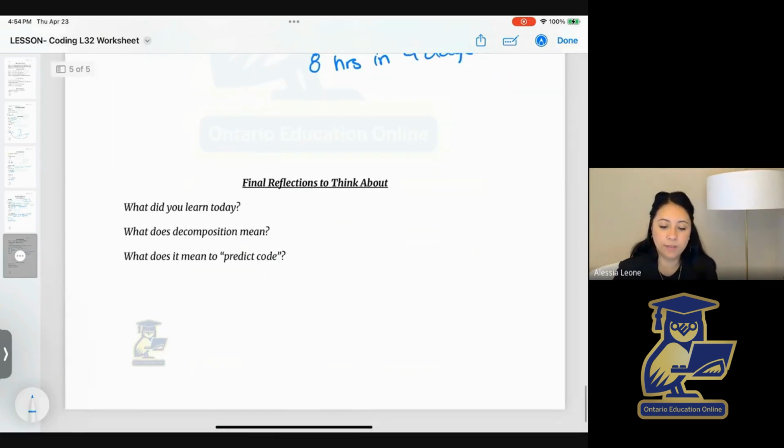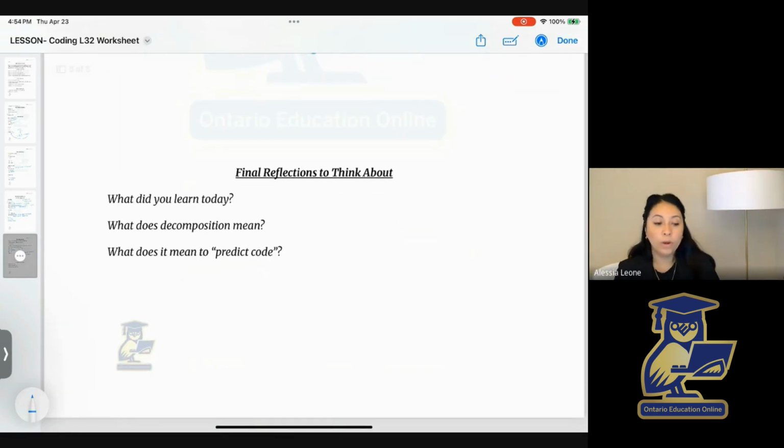And just some reflections to think about. So, what did you learn today? What does decomposition mean? And what does it mean to predict code? So, what did we learn today? We learned how to break down problems. We learned what variables look like in code. We learned that when you speak to a computer, you have to be very concise and very precise with your wording and symbols. We learned how to solve problems, and we learned how to write a simple code using paper and words.